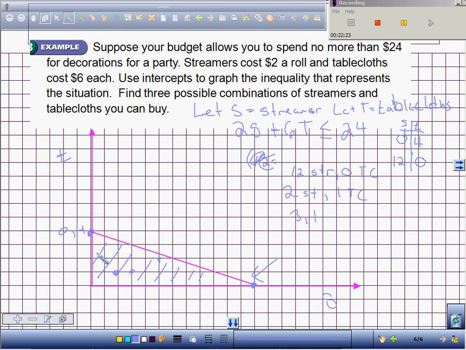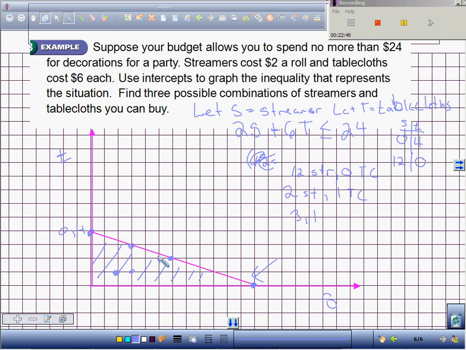What if I want to buy the most stuff I could? 6 and 2. Maybe 6 and 2? 6 streamers and 2 tablecloths. 1, 2, 3, 4, 5, 6, 2. Very good point. That would be the most. Where would be another good point, like over here? What's this? 1, 2, 3, 1, 2, 3. I could do 3, 3, and that would exactly use up all my money.